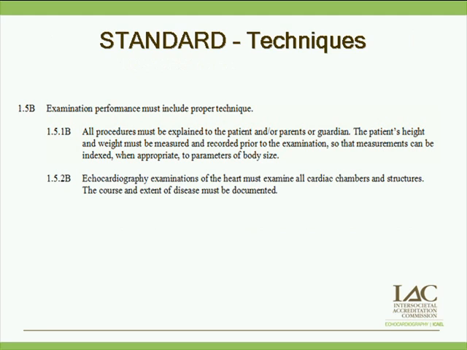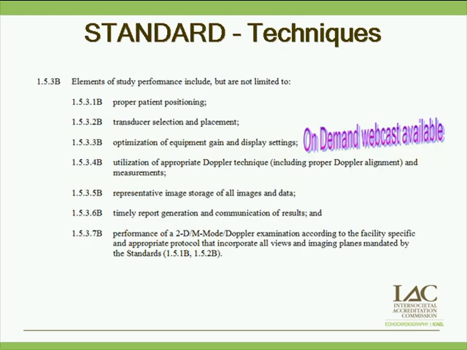Examination performance must include proper technique. You have to explain the exam to the patient or the guardian. You have to have the patient's height and weight prior to the examination so that the measurements can be indexed for parameters of body size. Examinations of the heart must examine all cardiac chambers and structures, and the course and extent of the disease must be documented. And we're going to go over all the components of the exam here in just a minute.